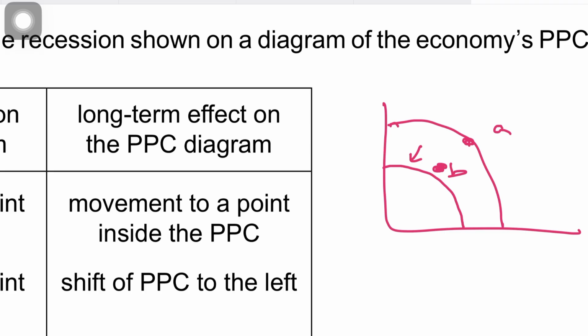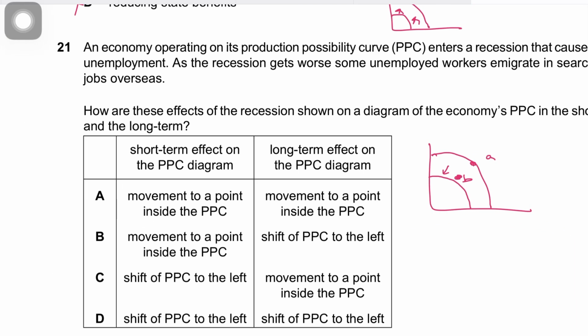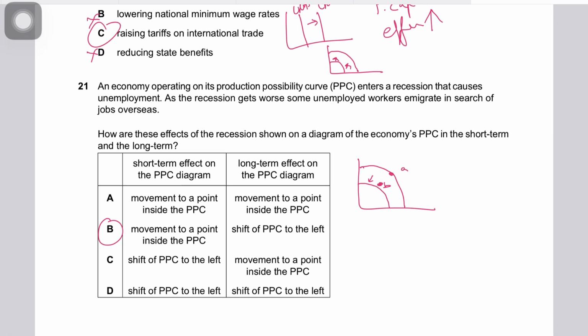The PPC curve would shift to the left ultimately in the long run, right? So the answer for question number 21 has to be B, for boy, movement to a point inside the PPC, then shift to the left.